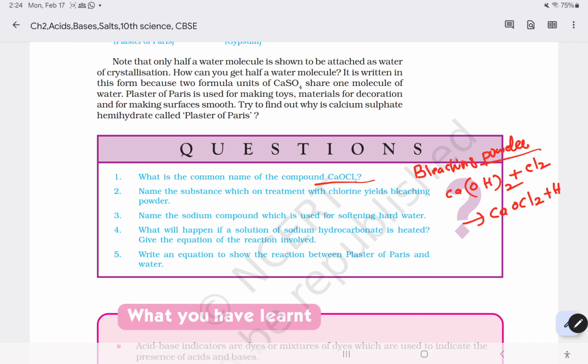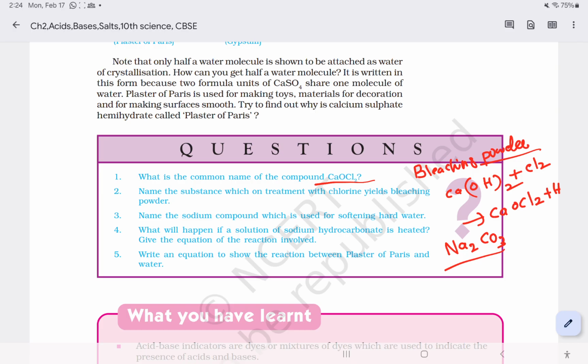Name the sodium compound which is used for softening hard water. The sodium compound used for softening hard water is sodium carbonate, also called washing soda. So what is the chemical formula? Na2CO3. That is the sodium carbonate chemical formula.